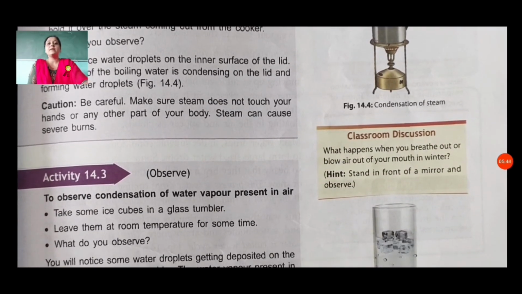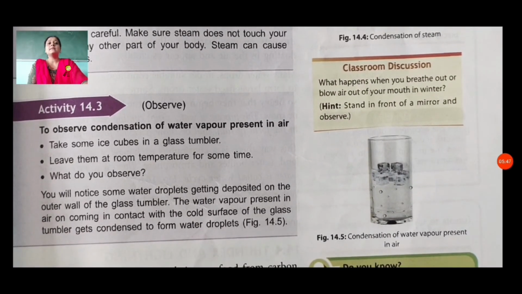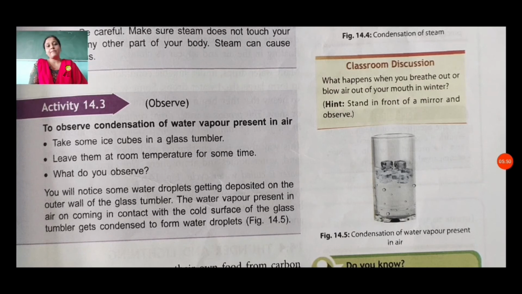Then activity 14.3, to observe condensation of water vapor present in air. In air also, water vapor is present. For this, see figure 14.5, which shows activity 14.3. Take some ice cubes in a glass and leave them at room temperature for some time. What do you observe? You will notice some water droplets getting deposited on the outer wall of the glass tumbler.